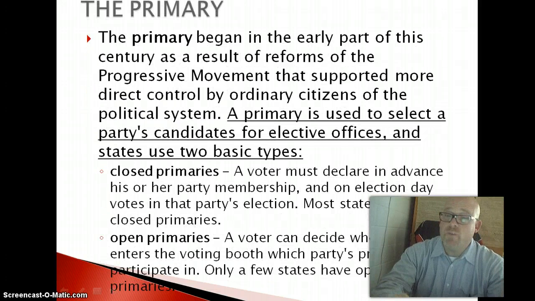The primary is much more common, and the primary began really at the beginning of the last century, the 20th century, as a result of the reforms of the progressive movement and the idea of opening up elections and giving more control to ordinary citizens.